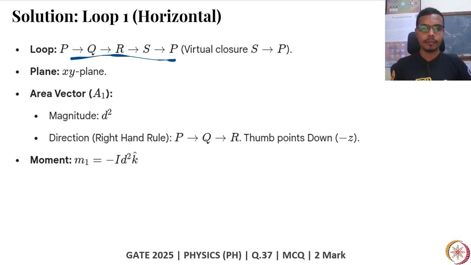The area is obviously D squared, as the sides are of equal length, and let us use the right hand rule to find the moment direction. If we curl our fingers in the direction of the current, from P to Q to R, our thumb points downwards, in the negative Z direction. So the magnitude of the magnetic moment is this, but the direction is negative Z, minus k hat. For this part, our moment is simply minus I D squared k hat.